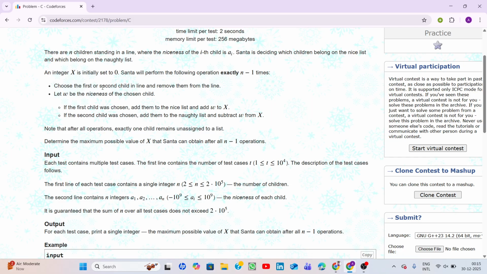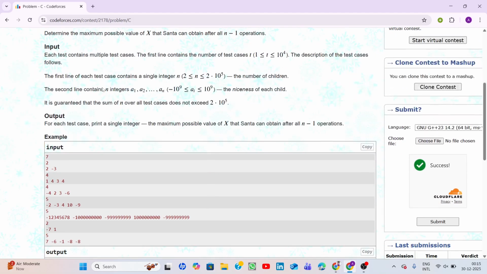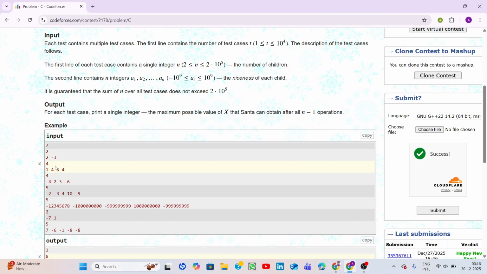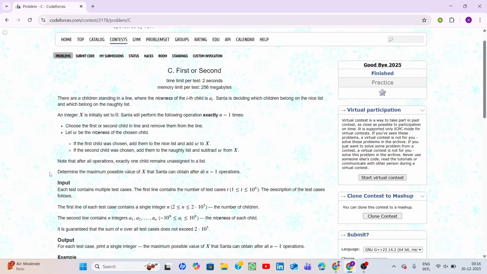In this question, I have written the code based on my observation. Okay, means I didn't come to an approach right away. I just tried to write my code based on the test cases.